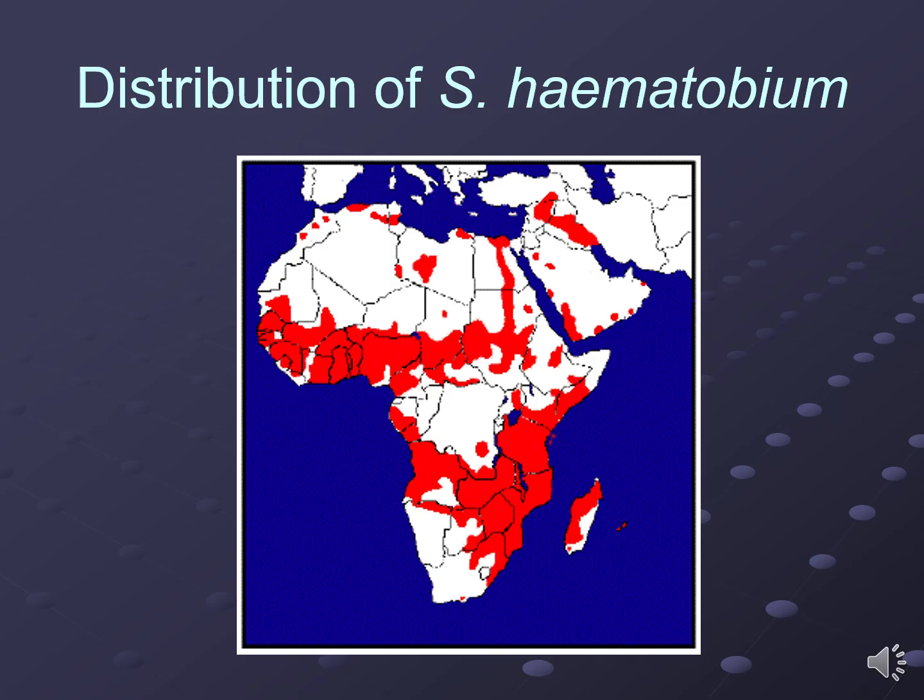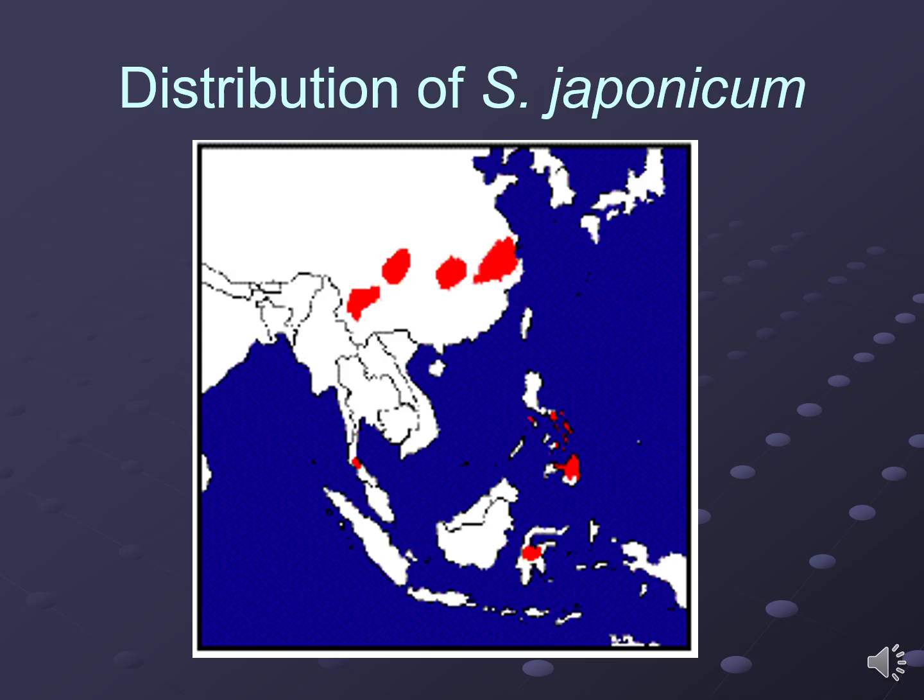You notice that on this map in Africa, there is a thick red line that joins Sudan and Egypt. This is along the Nile River and the Nile Delta at the Mediterranean as well. This is where schistosomiasis occurs in Egypt and in Sudan. This is for Schistosoma japonicum in the Far East.